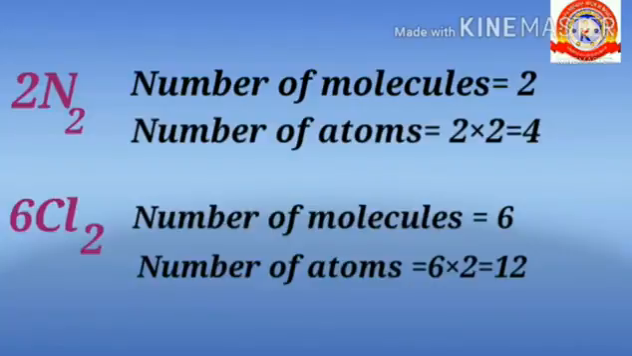What about the next question, 6Cl2? Yes, here the number of molecules is 6 and the number of atoms present is? Yes, in one molecule of chlorine, the number of atoms present is 2. And what about the 6 chlorine molecules? Yes, 6 into 2, that is 12.